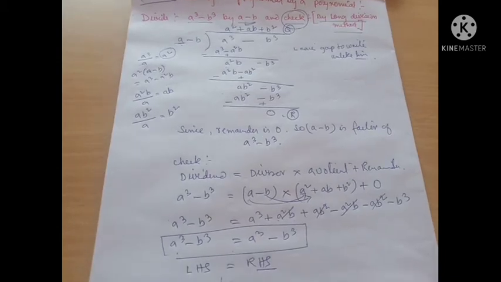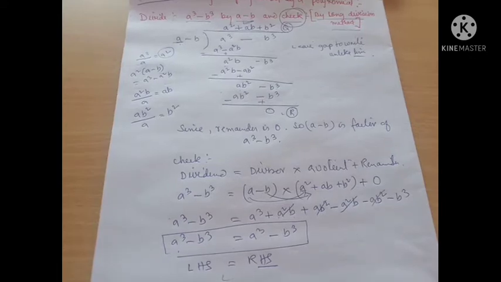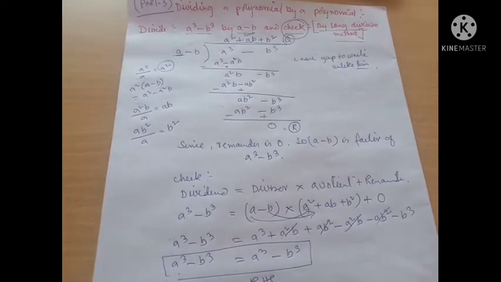If there is a remainder, then we can say it is not exactly divisible by A minus B to the A cube minus B cube. Understand? So this also is the important part for this factorization of dividing a polynomial by a polynomial. We can find out the answer by using the long division method also.